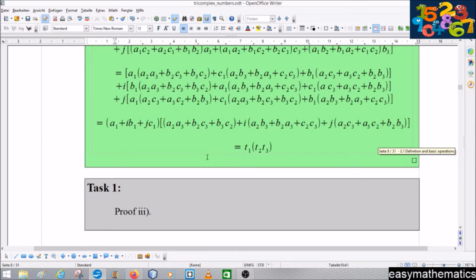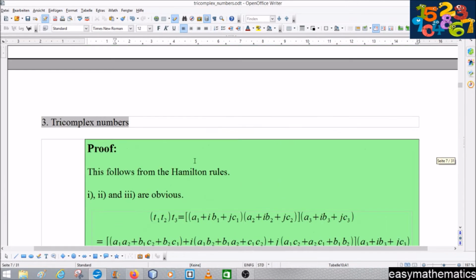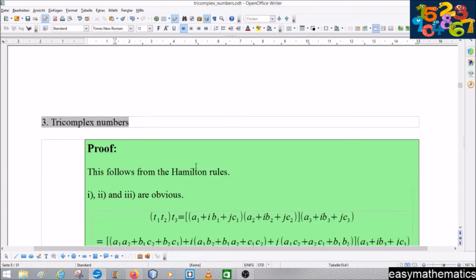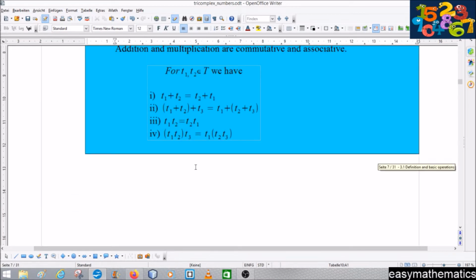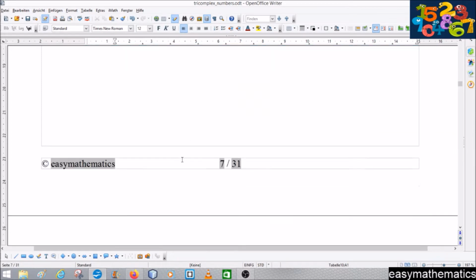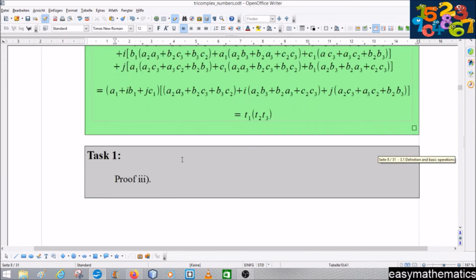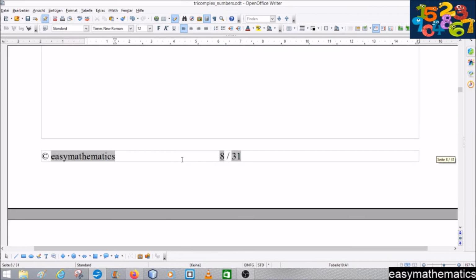Yeah, and task 1 is: prove property 3. Maybe it's not so long, but it's a nice way to get a feeling for these numbers. So property 3 was t1 times t2 is t2 times t1. Yeah, so prove it with pen and paper. I know that for the multiplication table it's more or less obvious, but it's a nice exercise to get the feeling for these numbers, so I extremely recommend to do this. Alright, task 1 is done.